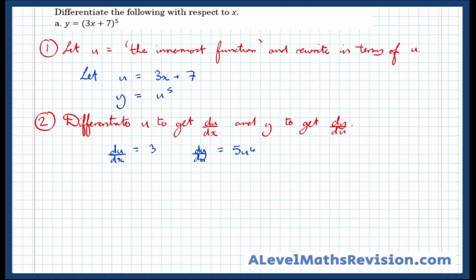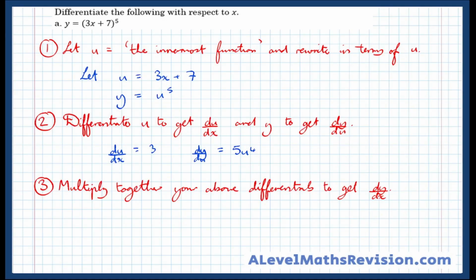Let's keep going. And step 3, and this is where the magic happens. Multiply together your above differentials to get dy by dx. So before we do that, I'm going to explain why that gives us dy by dx. So if we multiply du by dx by our other differential dy by du, whilst du by dx and dy by du aren't fractions, they behave like fractions in this instance, with the du's essentially cancelling to give dy on the top and dx on the bottom. And that's why multiplying them together gives us dy by dx.